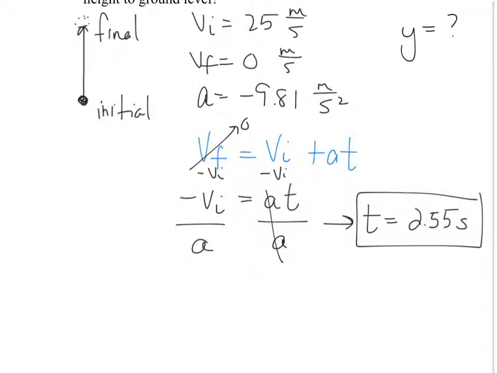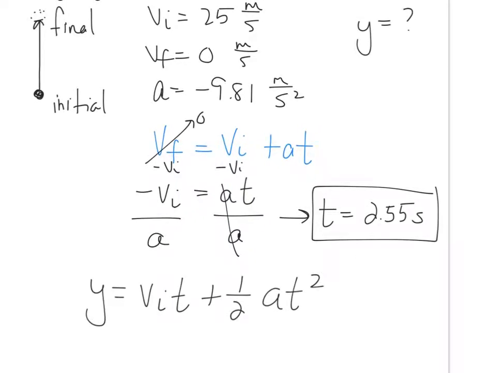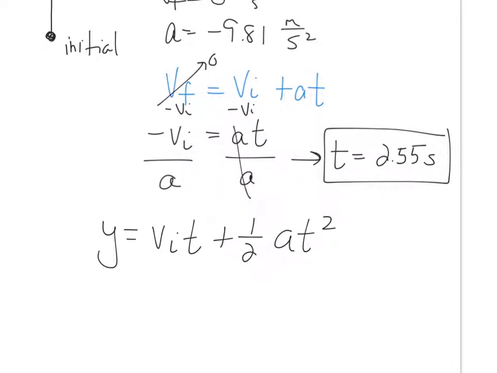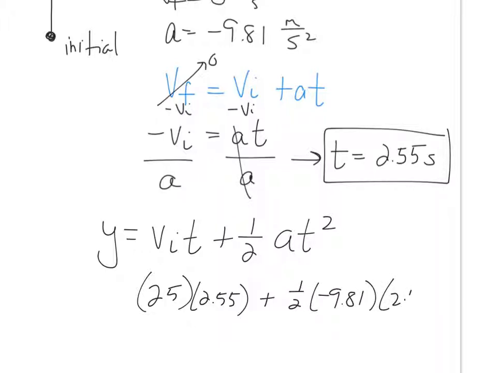Oh, X equals VIT plus 1/2 AT squared. So Y instead of X, same thing, equals VIT plus 1/2 AT squared. Recall that VI is, what was VI in this case? No, VI is not 0 in this one. Remember, VF was 0. VI was 25, times 2.55, plus 1/2 times negative 9.81 times 2.55 squared.